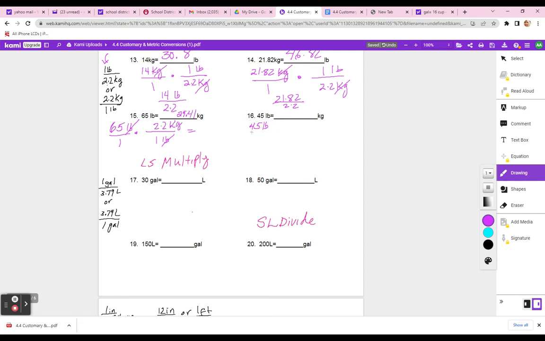45 pounds over 1. We want pounds to divide out. So 1 pound is 2.2 kilograms. Pounds will divide out, so we'll have to multiply 45 times 2.2, and we're going to get 20.45.